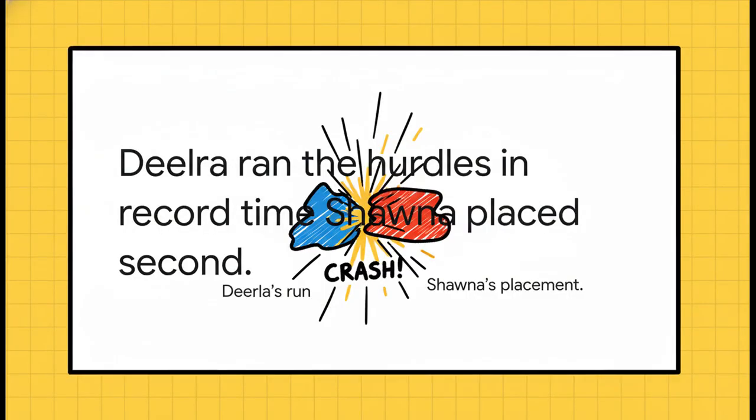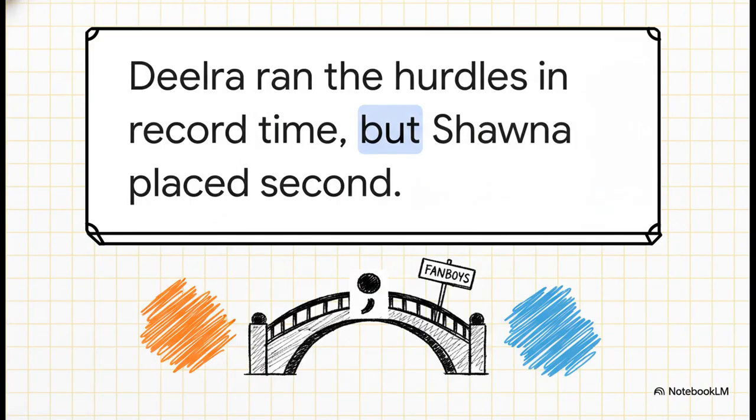Let's circle back to our first problem sentence. We now know this is a fused sentence. Deirdre ran the hurdles in record time, Shauna placed second. You can almost feel that point where the two complete thoughts just crash right into each other. And now, look at the fix. We just added a comma and the FANBOYS conjunction but. Deirdre ran the hurdles in record time, but Shauna placed second. See how that creates a nice, logical connection between the two ideas? It's smooth, it's clear, and boom, it's grammatically correct.